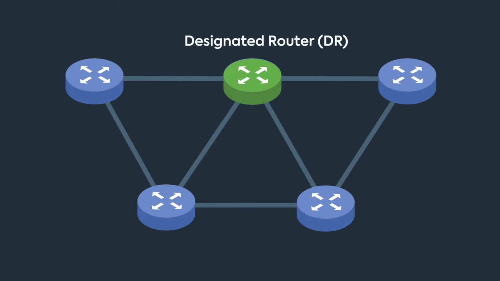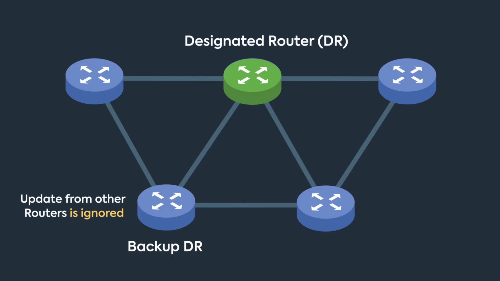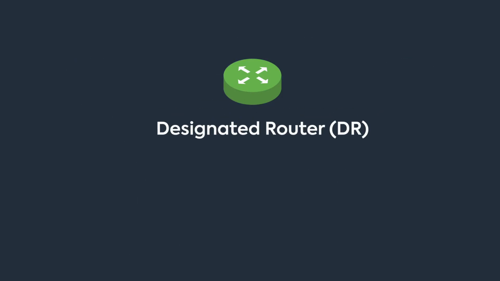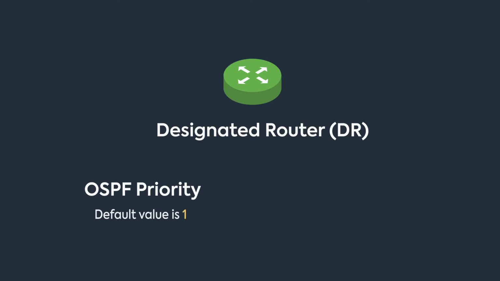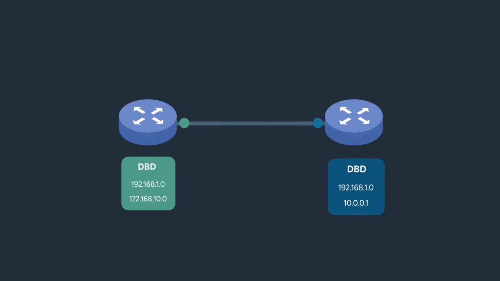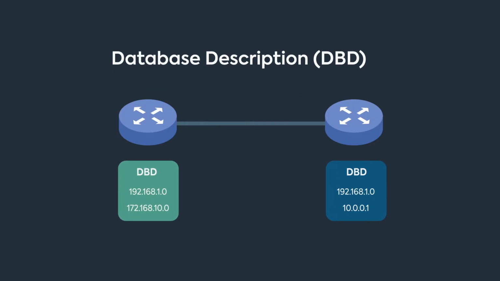So the routers elect a designated router or DR as well as a backup DR, which will make the announcement when a link is changed, and other routers will ignore the update unless it's from the designated router. This significantly reduces the OSPF traffic. The DR selection is done based on the OSPF priority or the router ID if the priority is a tie. After election, routers share the list of their LSAs with each other, known as the database description or DBD.